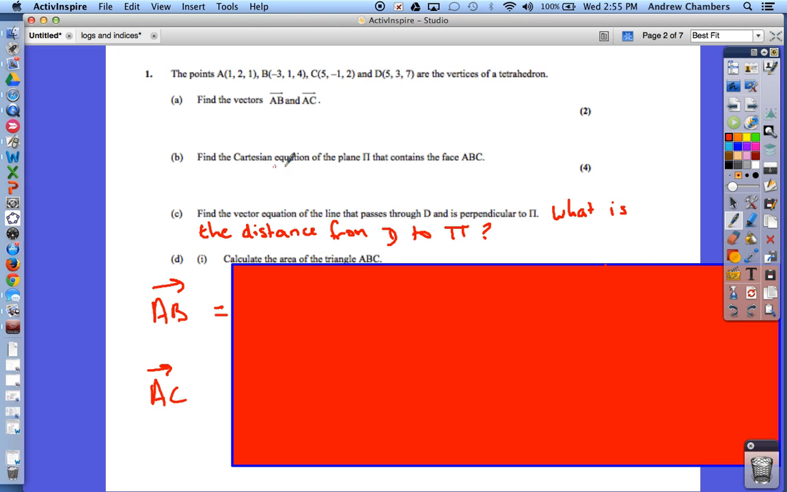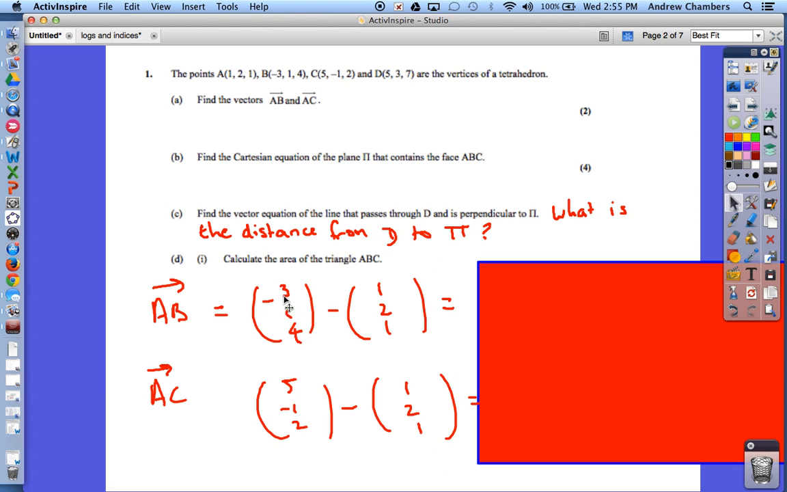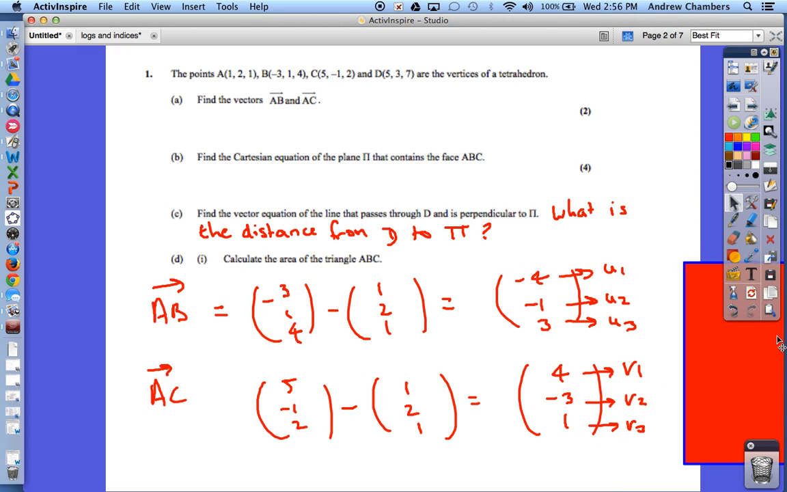We're then going to use that information to help us find the Cartesian equation of the plane, and then we're going to find the distance from a point onto that plane. Okay, so the first thing we need to do is find the vectors AB and AC. To do that, all we need to do is work out the point B, take away the point A, and the point C, take away the point A. If we do that, we end up with -4, -1, 3 and 4, -3, 1. We can label these as U1, U2, U3, V1, V2, and V3, and this will help us when we come on to the Cartesian equation for part B.